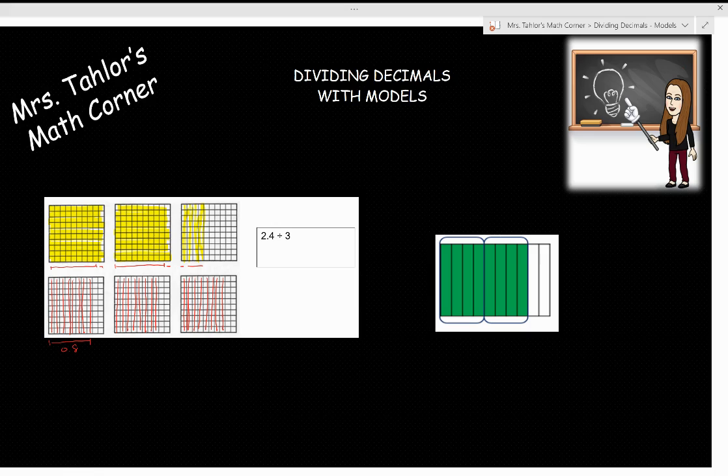There are 8/10. So 2 and 4/10 divided by 3 equals 8/10. There are 8/10 in each of the 3 groups.